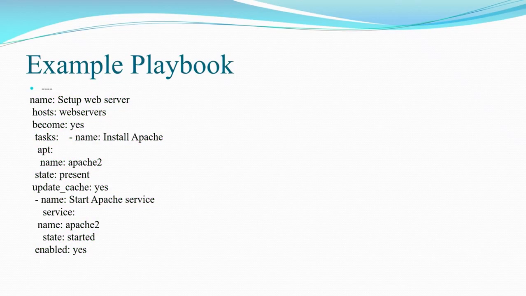This is an example Ansible playbook. This is a complete example of a playbook. It installs Apache, updates the package cache, and starts the service. It also ensures that the service is enabled on startup. This demonstrates how Ansible automates multiple tasks in a simple and structured way.